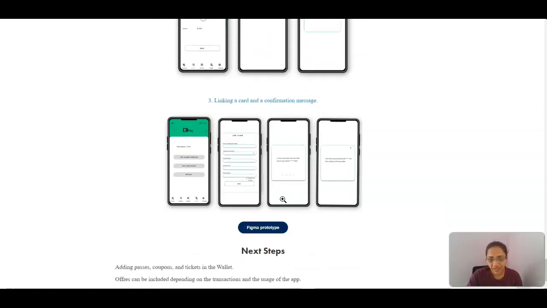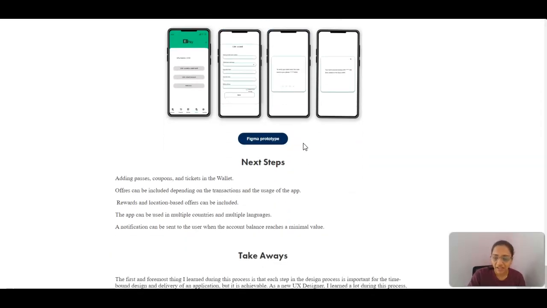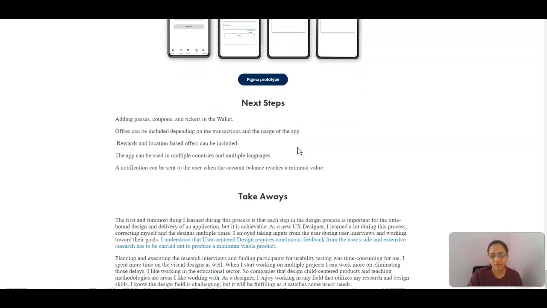The third one is linking a card and a confirmation message saying that the card is linked to the application. And this is the final prototype. You can click the prototype and see a detailed version of my prototype.